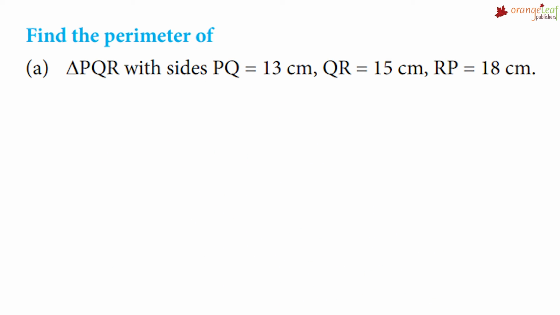Now let's find the perimeter of a triangle PQR with sides PQ equal to 13 centimeter, QR equal to 15 centimeter and RP equal to 18 centimeter. We have to simply add the 3 sides, which is 13 plus 15 plus 18.